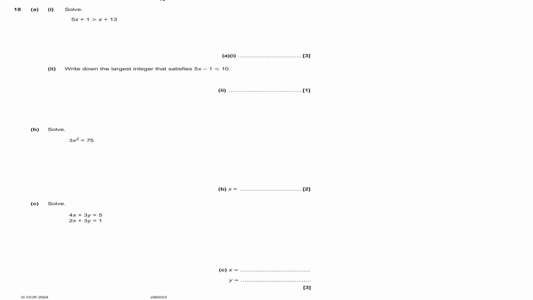Question number 18, taken from an OCR past paper, 18 (a)(i). Solve 5x plus 1 is greater than x plus 13. Treat it like an equation, but keep that symbol there. Step 1, I'm going to subtract x on both sides to balance each side of my inequality. 5x take away x will be 4x. So 4x plus 1 is strictly greater than 13.